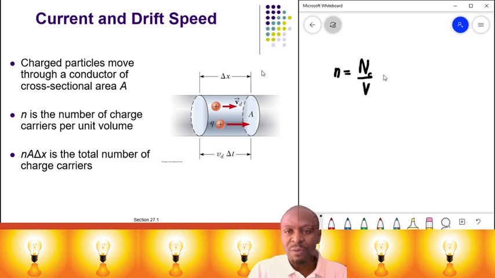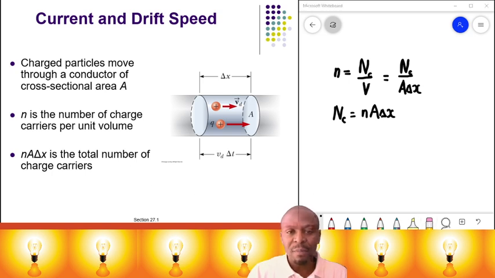But I know what the volume is. The volume is just area times change in x. So n is just n_C, the number of charge carriers, divided by A times change in x. Therefore, from this equation, if I want to write the number of charge carriers, it will just imply that the number of charge carriers can be determined as n times A times change in x. So that is the equation that you are seeing here. That is, the total number of charge carriers is determined by that equation.